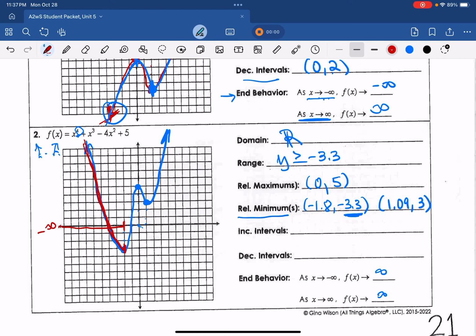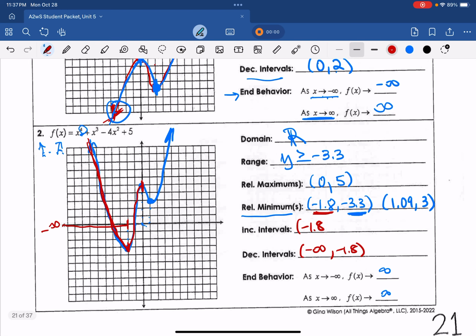Okay, so this is negative infinity, so we're decreasing over the x-axis, decreasing until we get to this point. Well, we've already said that the x-coordinate of this point is negative 1.8. So our first decreasing interval is from negative infinity to negative 1.8. Now, our increasing interval starts right there at negative 1.8, and it increases until we get up here to this point. And the x-coordinate of that point is 0.